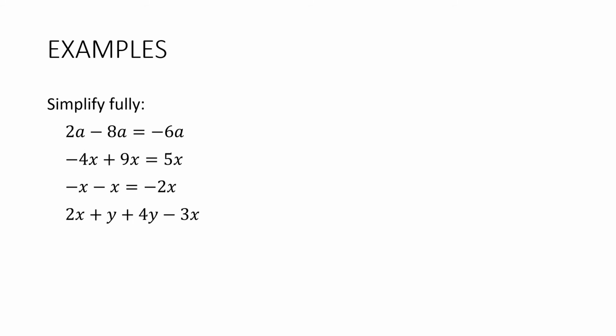And then finally, let's put some unlike terms in. So we've got 2x plus y plus 4y, take away 3x. The first thing I'm going to do is pick up this negative 3x and bring it up here, like that. Okay, we've got 2x take away 3x, which is negative 1x. And then I've got y plus 4y, which is 5y. So altogether, I've got negative x plus 5y.